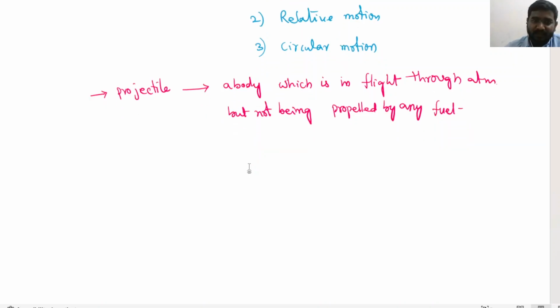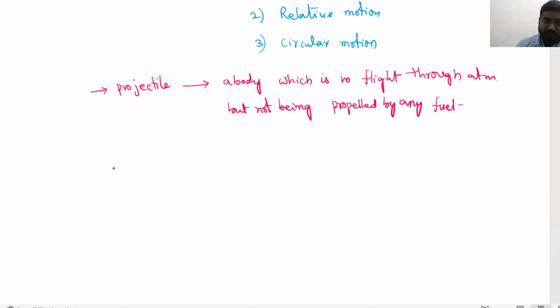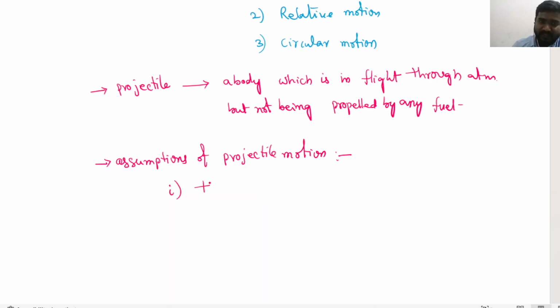Okay. Next, let's go with the assumptions of projectile motion. Majorly we consider four different types of assumptions. Number one, there is no air resistance.